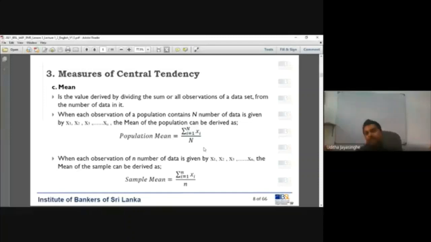But instead of the 700 students, if you take 20, now instead of 700 in this capital N, this simple n is going to be 20. The sample, the smaller portion, is going to give you the sample mean.